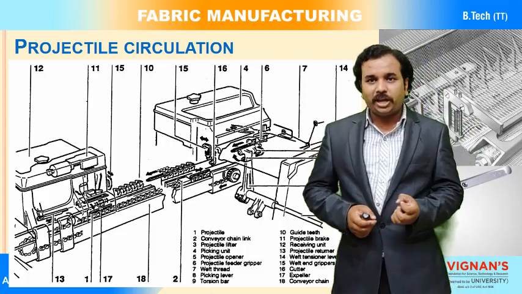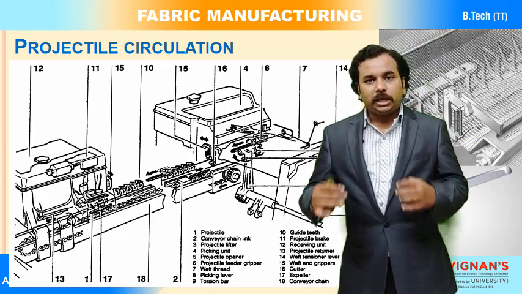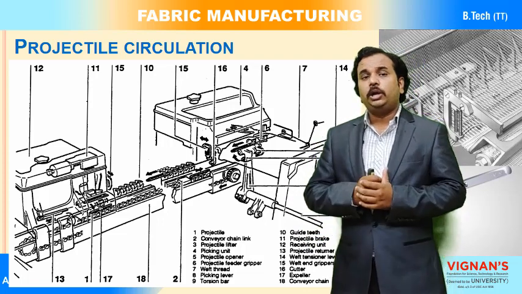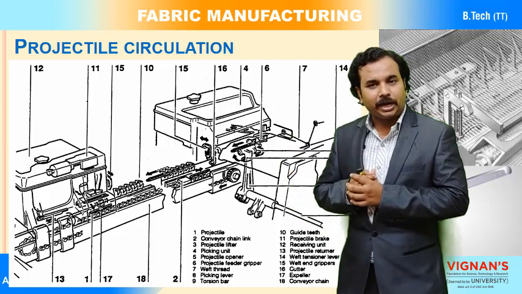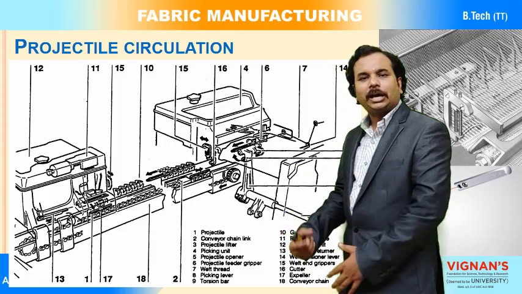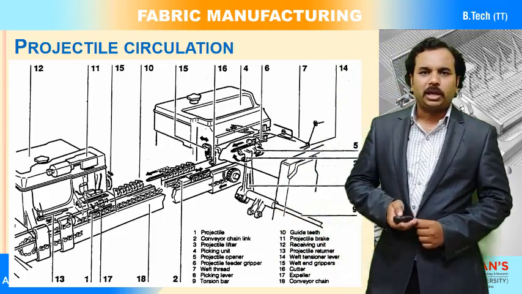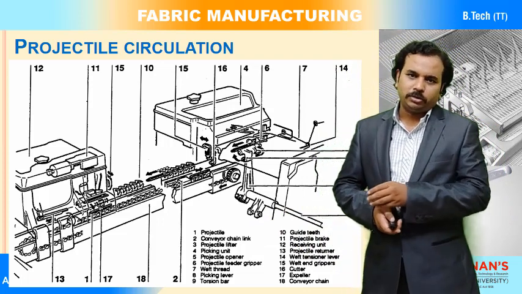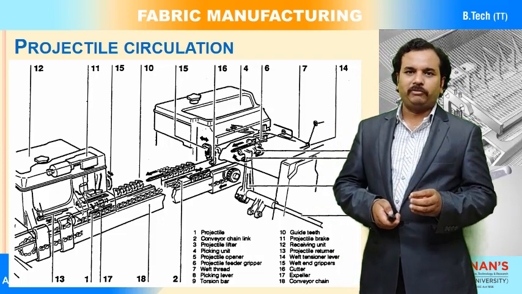There is a conveyor chain located at the bottom side of the picking system and the fell of the cloth, so that once the projectile reaches the receiving side, it is taken down onto the conveyor belt and then transferred with the help of a conveyor-type mechanism. The projectile transfer occurs with the help of a conveyor belt or conveyor chain.